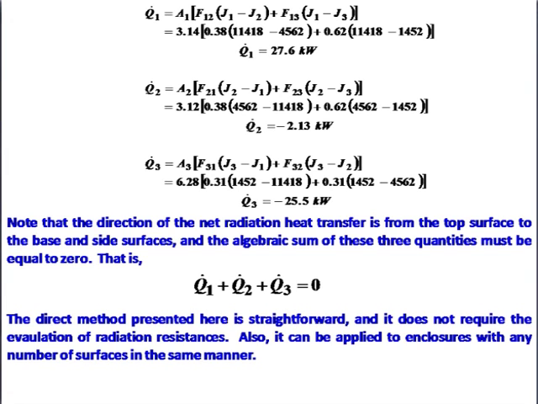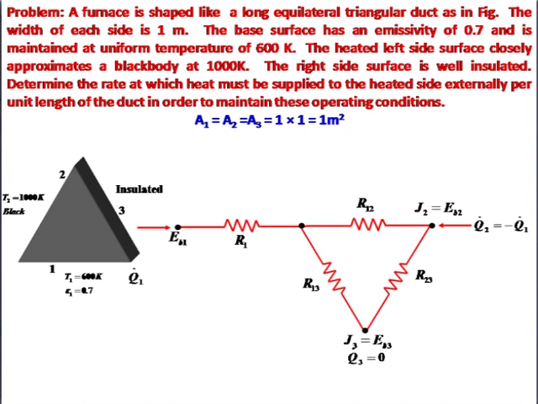With this, there is another problem here, in which another important concept is insulated. If it is insulated, heat flux is 0. If heat flux is 0, Eb3 equals J3. I think you are able to see that. So, with that, I will move on to the next concept called radiation shields.